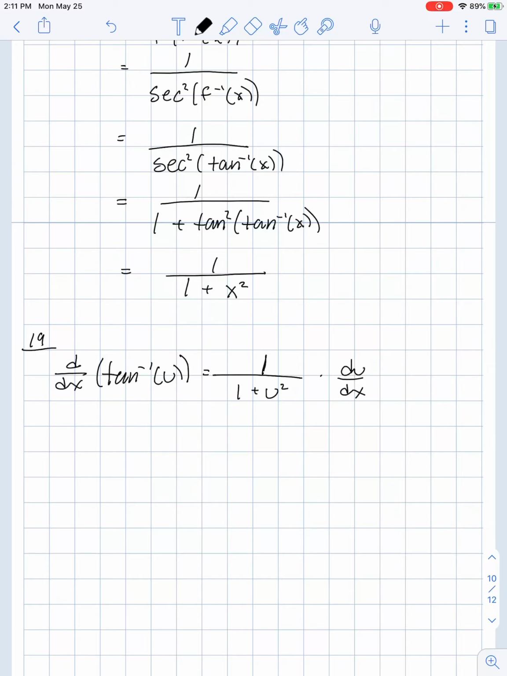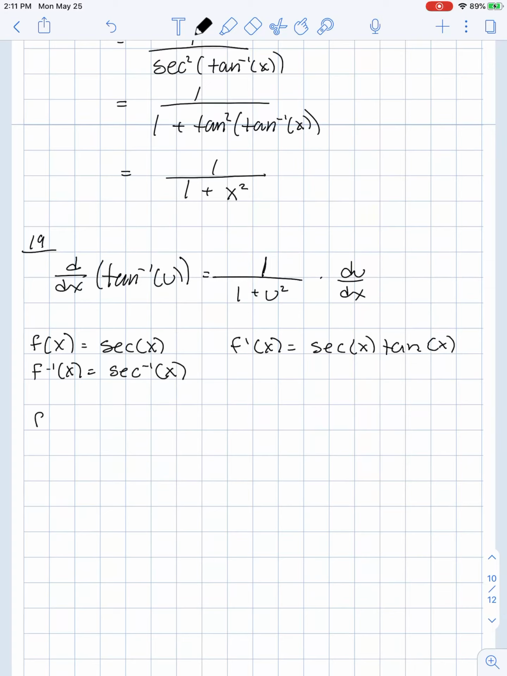Secant is a little tricky. Not tricky, it just has a few more steps. So we're going to make f of x secant of x. We know that its derivative is secant x tan x, and its inverse is arcsecant.